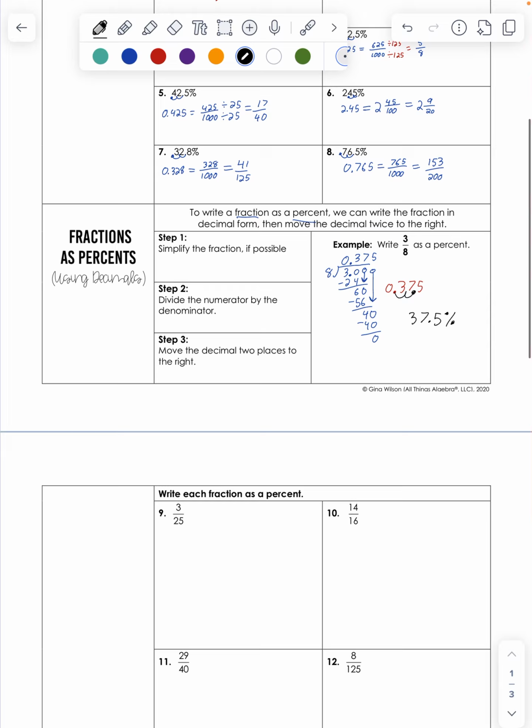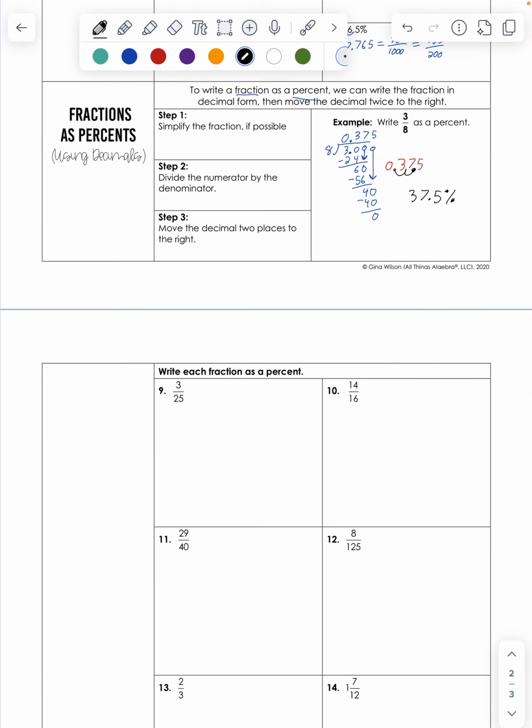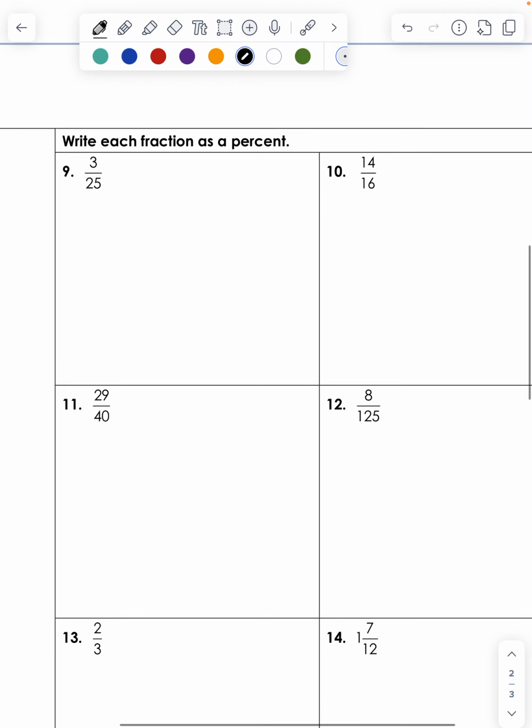We're only going to do a couple more because this is long division, so I know you guys all got this. A little trick here, number 9. Instead of doing long division, this is what we learned 2 days ago. We can just turn 25 into 100. And how do I turn 25 into 100? I would multiply by 4, and I end up with 12 over 100. And we know percent means per 100. So a little shortcut here would just be to write 12%.